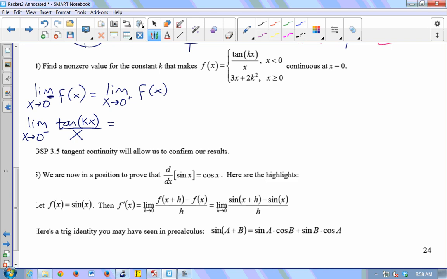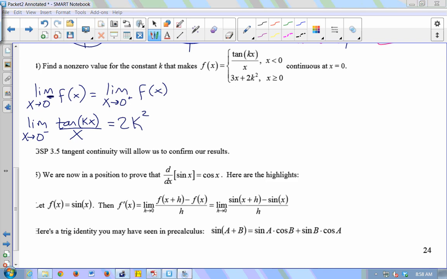3x plus 2k squared. And what is the limit as x approaches 0 of this guy? 2k squared. Because it's continuous, we can just plug the 0 in, and we get 2k squared. So I need to force the limit as x goes to 0 from the left of tangent kx over x to equal 2k squared. Figure out what value of k will make that true.